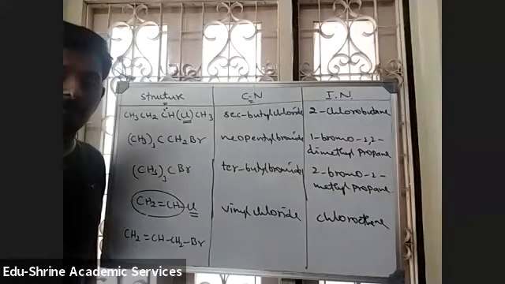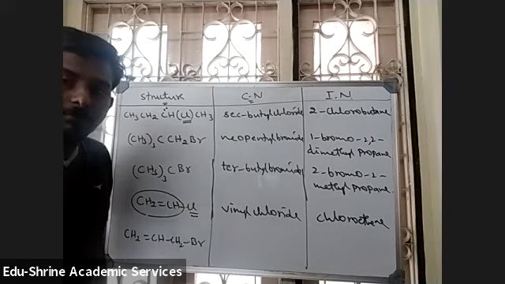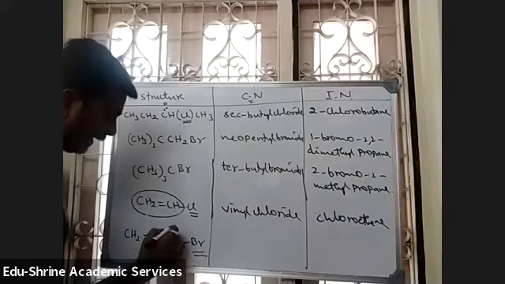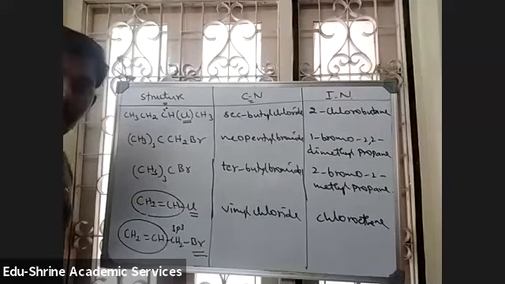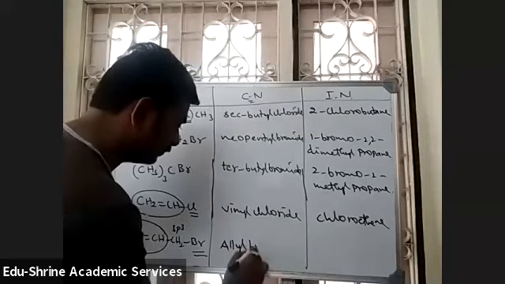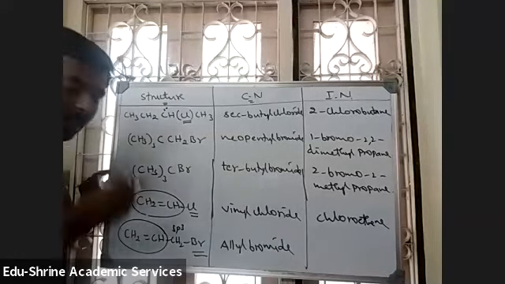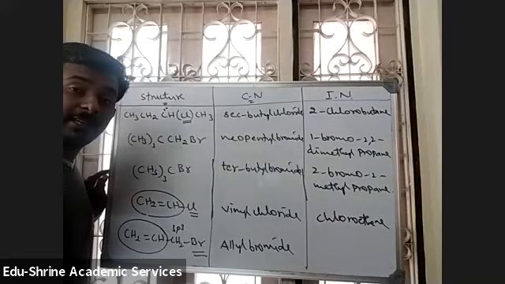What will be the common name of this compound? Yes, very good. It is allyl bromide, because halogen is attached to an sp3 carbon atom, which is further attached to a double bonded carbon atom. It is called allyl. Now tell me the IUPAC name, students, for this. Think carefully and tell.